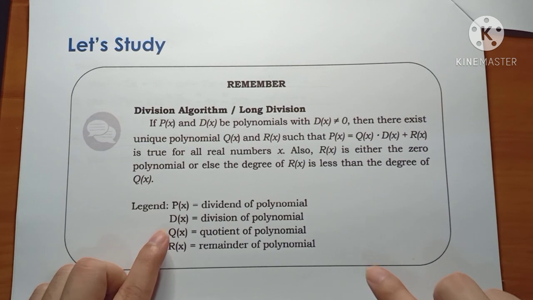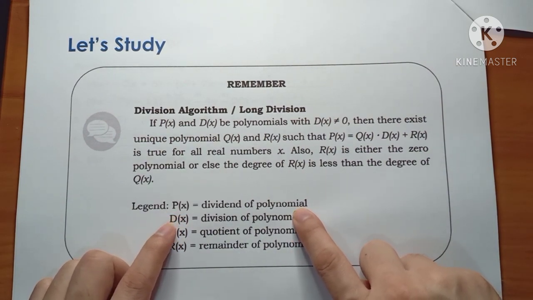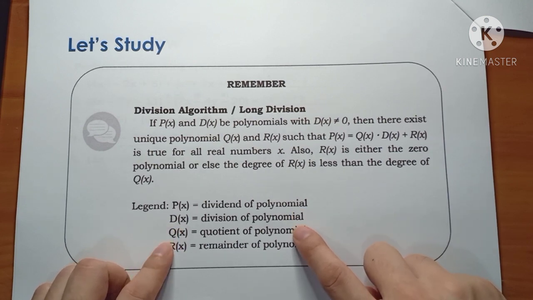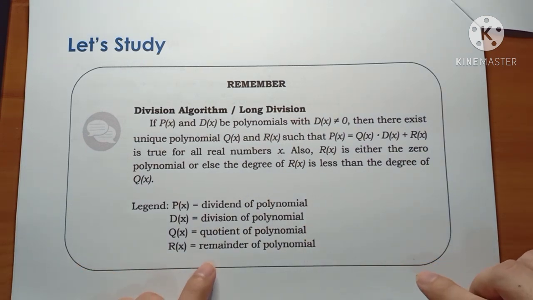So, ito yung legend niya. P of x is the dividend of the polynomial. D of x is the divisor of the polynomial. Q of x is the quotient. R is the remainder. Okay?